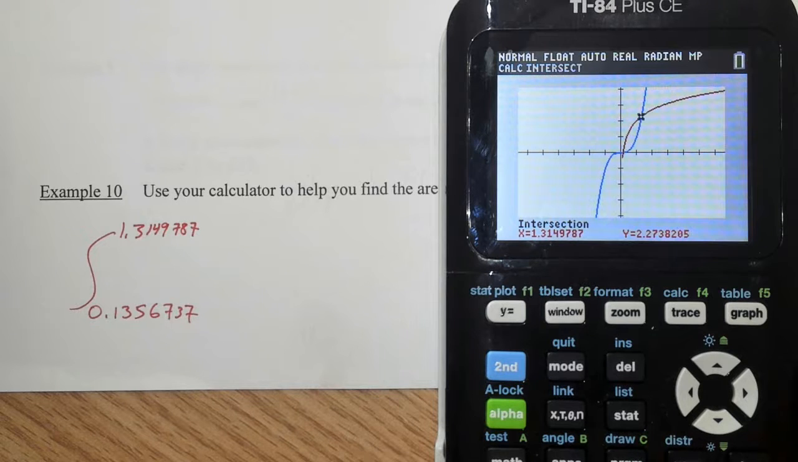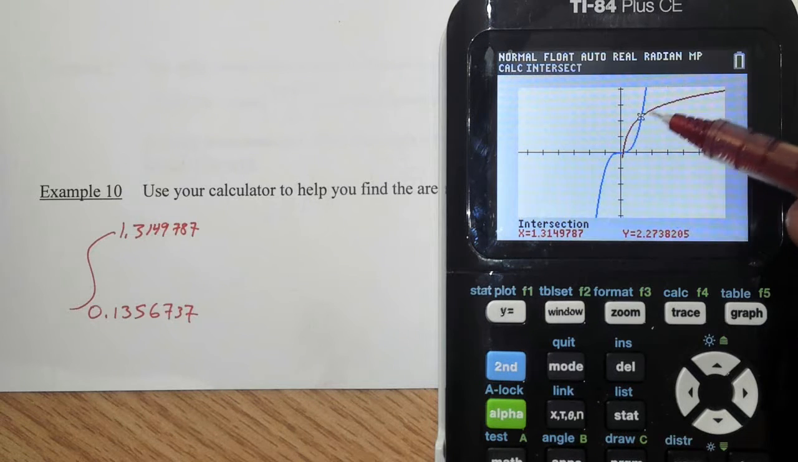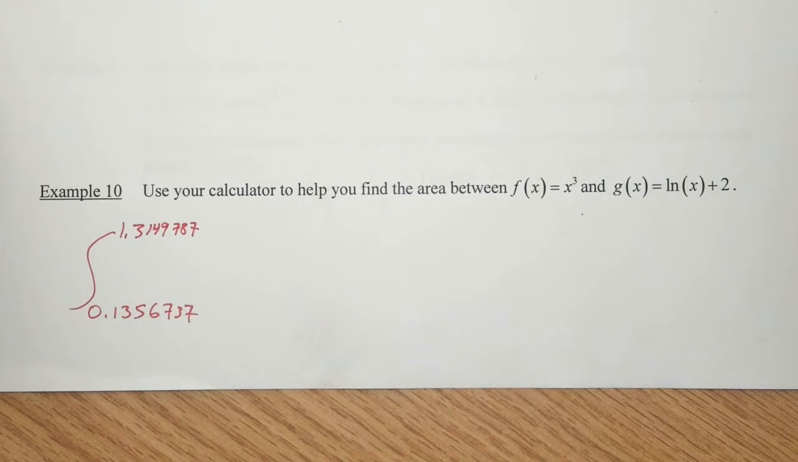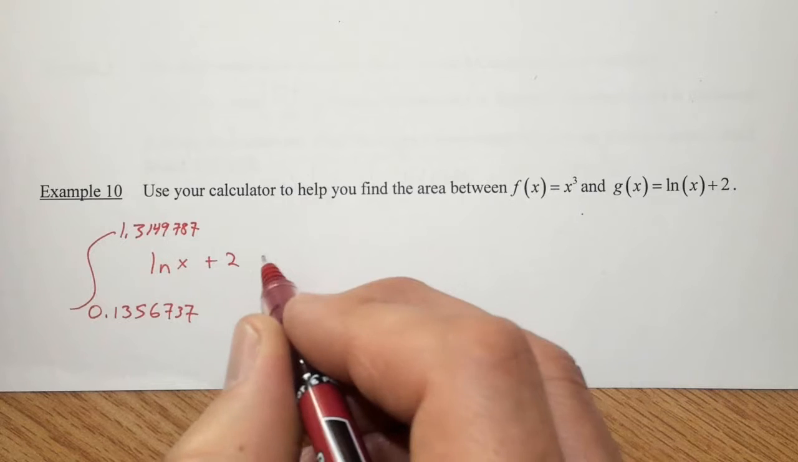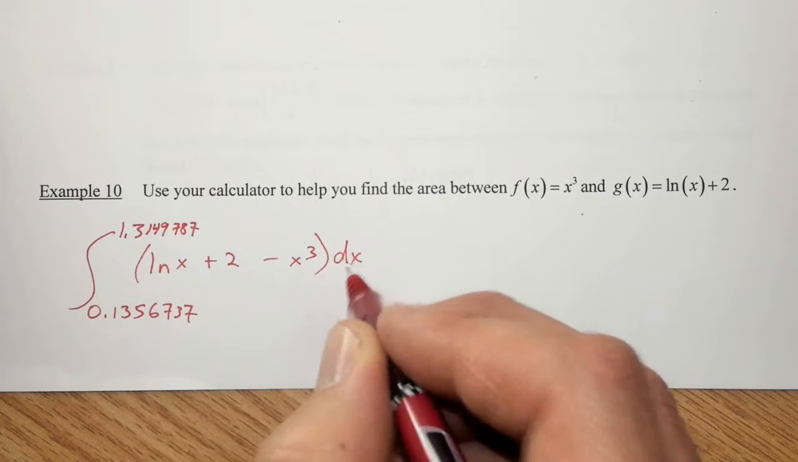Next up, we have to figure out which function goes first. Now we can clearly see from the picture that the logarithmic curve, the red one, is going to be our top function. So that's going to be first. So move the graph out of the way for a second. So we have natural log of x plus 2 minus x cubed. And it all needs a dx.